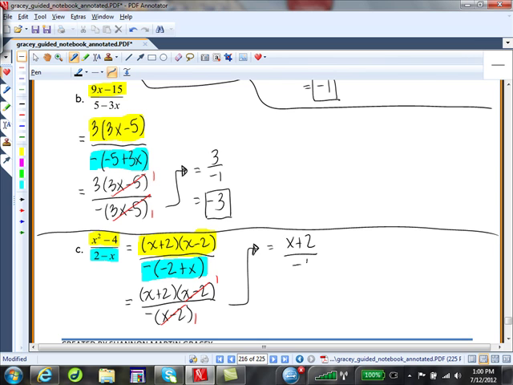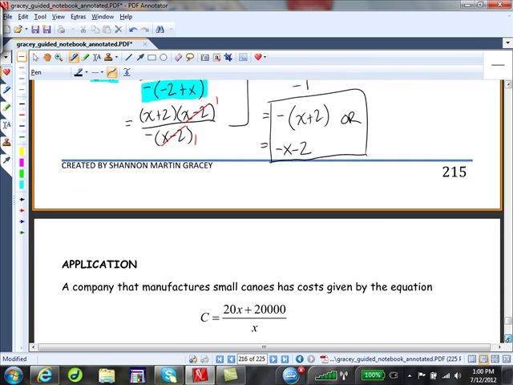x plus 2 over -1, and that gives us a result of the opposite of x plus 2. So if you put parentheses around, you can write it like that, or you could write it as distributed, -x minus 2. I would accept both results as answers on the final. All right. So on to our application.